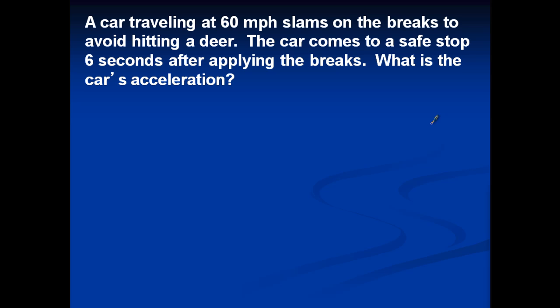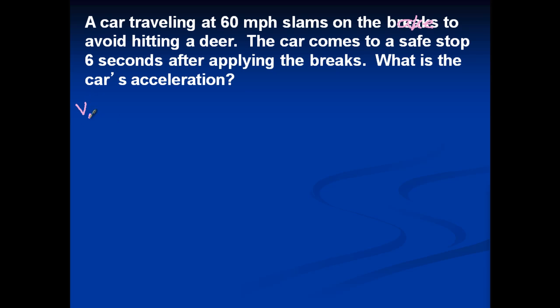So a car traveling at 60 miles per hour slams on the brakes. Oops, spelled brakes wrong. That's why I'm not an English teacher. Brakes to avoid hitting a deer. Car comes to a safe stop 6 seconds after applying the brakes. What is the car's acceleration?